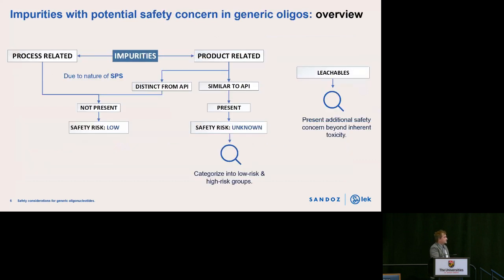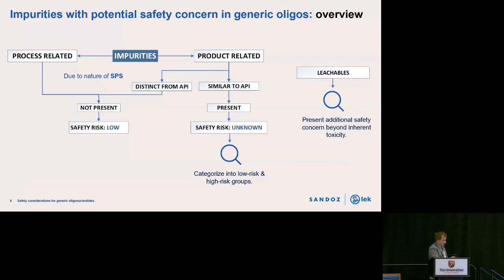So if we put this into one chart, what we can see is that some of the impurities have low safety risk. So even if there is a potential hazard, there won't be any exposure. On the other hand, there could be some impurities similar to the API present, and often the risk is unknown, and that's why they require a closer inspection. And one thing that we can do now is to categorize them into low risk and high risk safety groups.